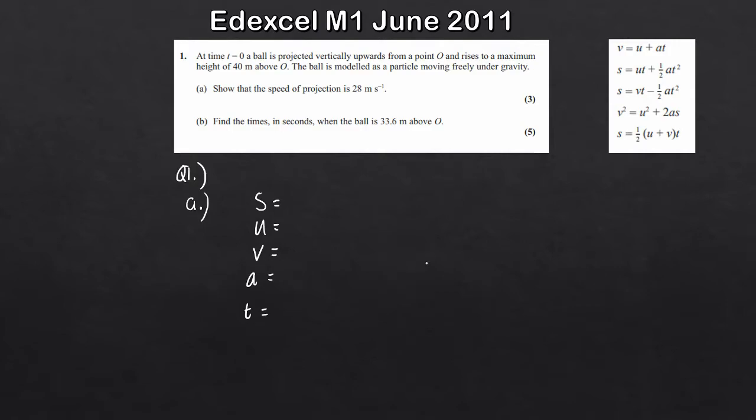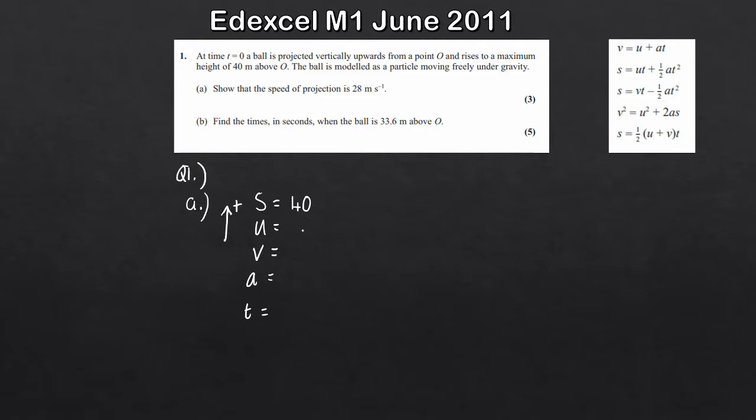For example, we're told that the ball rises to a maximum height of 40 metres. So my S, my displacement, is 40. Now, I'm also going to show which direction I'm modelling as positive. So I'm modelling upwards as positive here, which will be important when we discuss the acceleration in a moment.